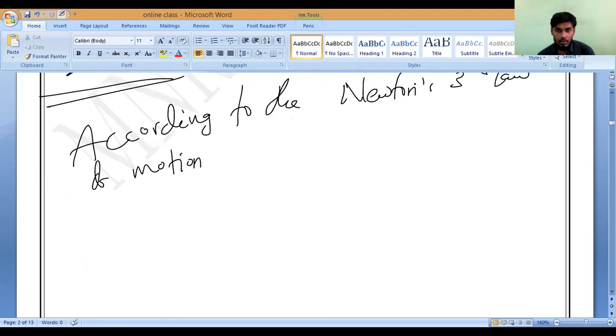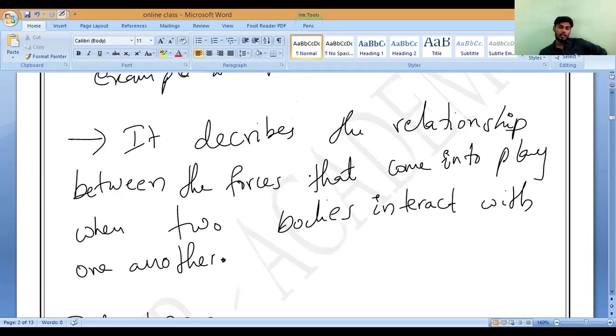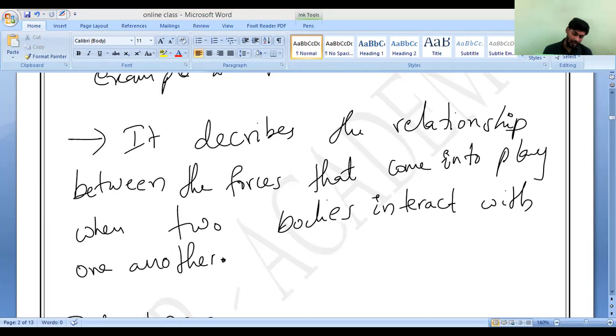Every action has an equal reaction. Every action has an equal and opposite reaction. That is it. Write it. Every action has an equal and opposite reaction. So from this I can say, according to Newton's law of motion, whenever one body exerts a force on another body, the second body also exerts an equal and opposite force on the first body. Do you understand? Yes or no? Yes, sir. What does Newton's law of motion say? Whenever one body exerts a force on another body, write it.